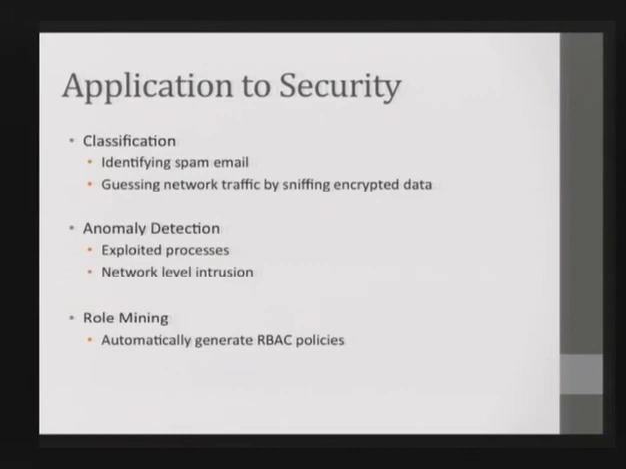You can also use machine learning for anomaly detection. So you can imagine having a process and you're monitoring all the system calls that this process is making, and you can learn some normal behavior that you expect this process to be doing. And then when you see that this process is deviating from that behavior, you can say with some confidence and some probability that this process may be exploited and it's doing something you're not expecting.